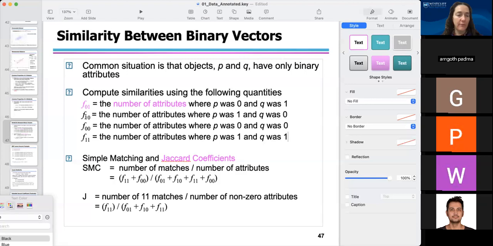We're going to count for F10 the number of attributes where we have 1, 0. For F00, we will count the number of attributes where both objects have a value of 0. And the last one is the number of attributes where both objects have a value of 1. Once we have recorded those for the whole data, we can compute similarity between objects for binary data.